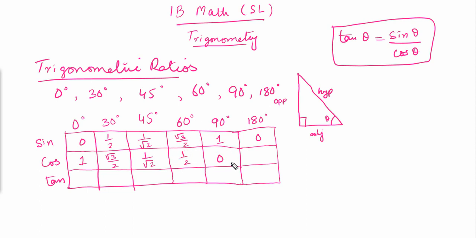Cos of 90 is 0, and cos of 180 is -1. Alright, now let's see for the tan. So tan of 0, as I have told you, tan theta is equal to sine theta over cos theta. So tan of 0 is equal to 0 over 1.